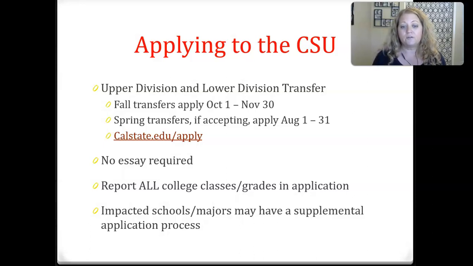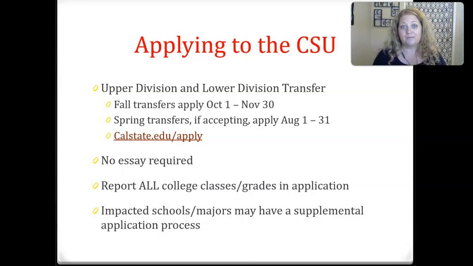If you are a fall transfer student, you will apply between October 1st and November 30th, and the application does not open until October 1st. If you are looking to transfer mid-year in the spring, then it varies by campus whether they're open. What they do is admit their fall class, see who accepts their admissions, and then decide from there if they have room for spring transfers or not.